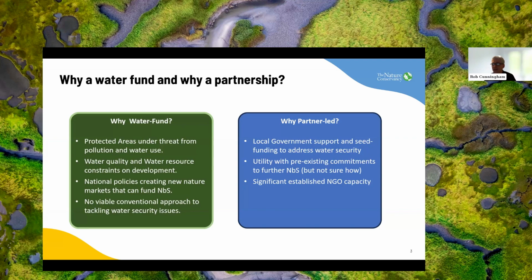And then really critically, there is no conventional solution to this problem. It doesn't actually matter. We could pump all of the sewage, instead of pumping it into the rivers, we could pump it all to the coast. These sites would still fail their water quality targets and their water resource targets because of the way we're managing the land. So nature-based solutions are not just an if or a maybe, they're absolutely core to protecting these sites and unlocking economic development in Norfolk.